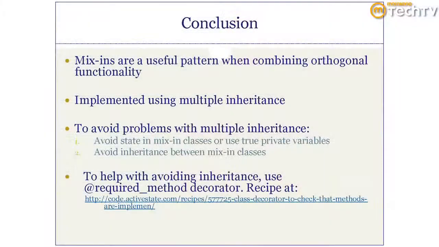So in conclusion, mixins are a great way to combine orthogonal functionality. In Python, the standard way to do it is using multiple inheritance, but multiple inheritance can get a little tricky. So my recommendation is to use some of these techniques, and you can have a saner implementation of mixins.